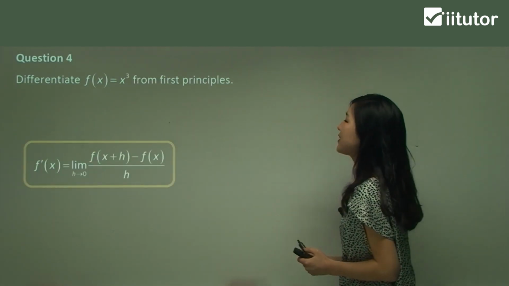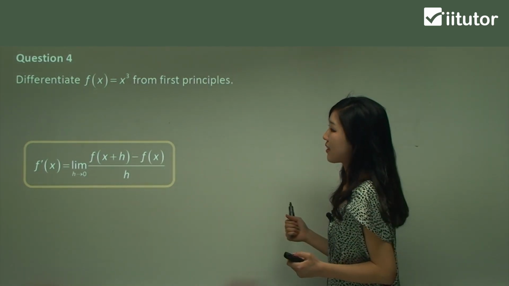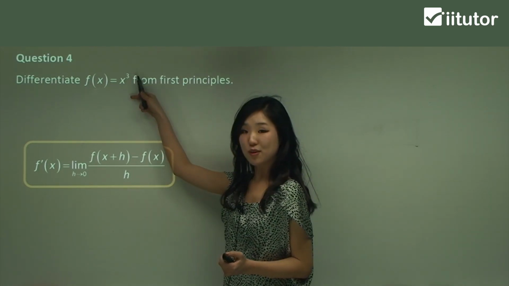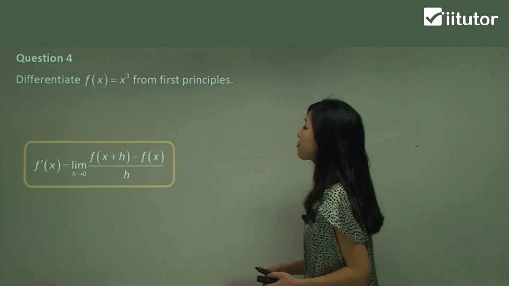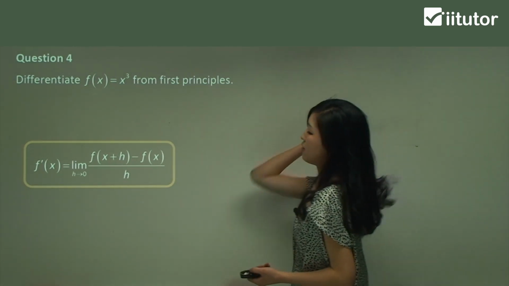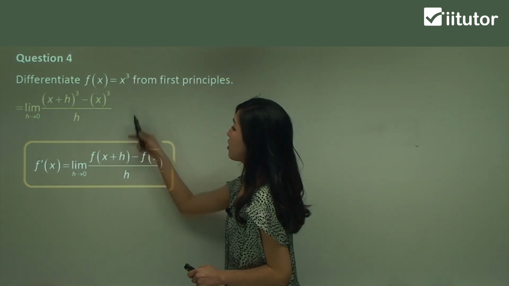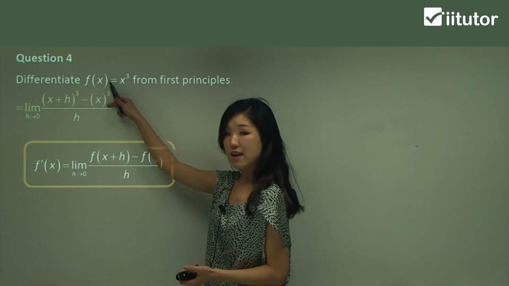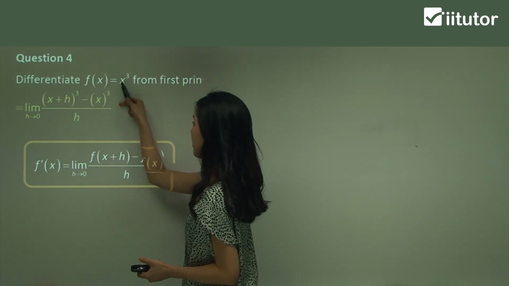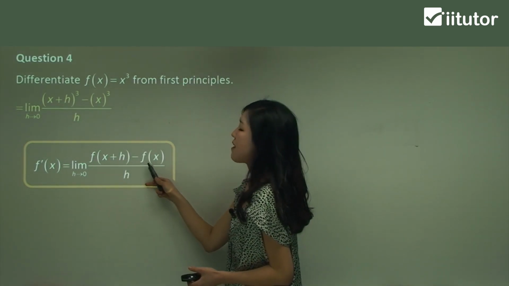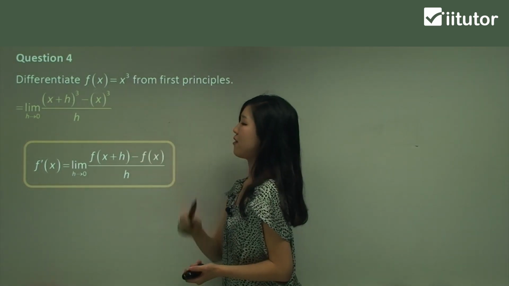Let's move on. Question 4, differentiate f(x) equals x cubed from first principles. This time our function is x cubed, so we're getting different functions each time. Let's use our first principles. I hope this one is a bit easier for you to interpret, because if it's x plus h, it would be x plus h cubed, right? Now I do minus f(x). f(x) is just x cubed, so I do minus x cubed, and that's all over h.